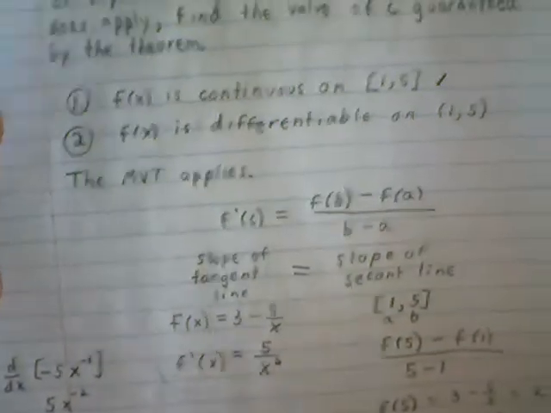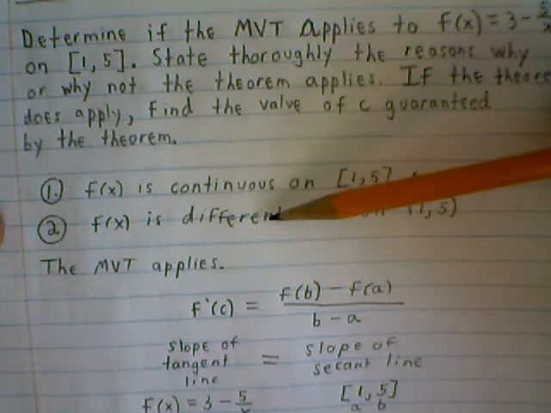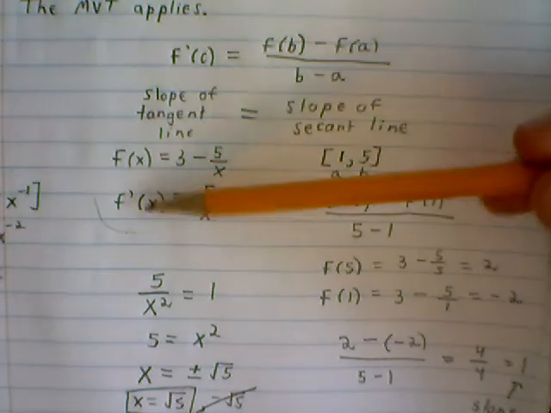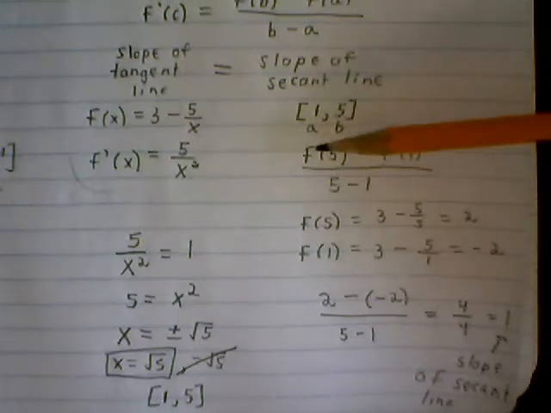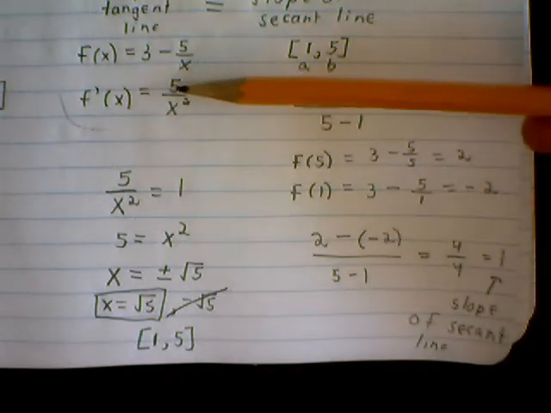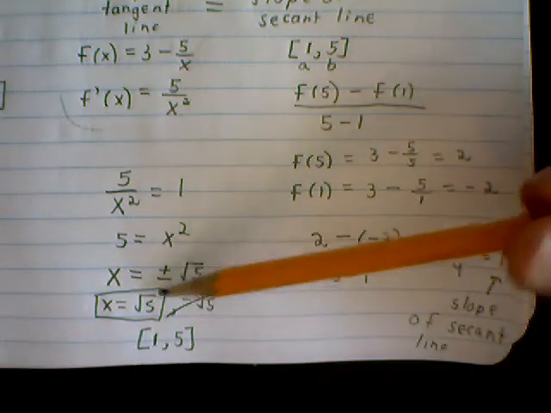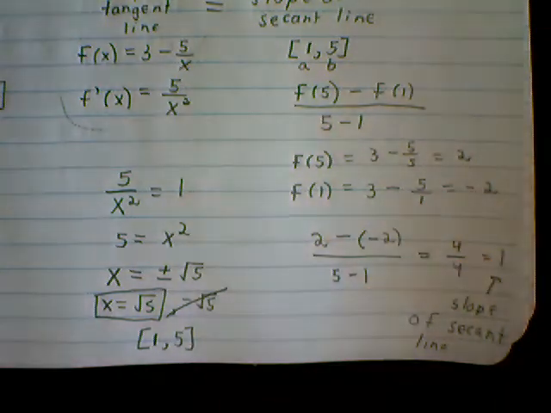So let's review. First thing for the MVT, show it's continuous and differentiable. That means the slope of the tangent line, or the derivative, equals the slope of the secant line. You find the slope through the endpoints. From there, you set the derivative equal to the slope of the secant line and solve, making sure your x value is in the original interval. All right, let's do another MVT problem.